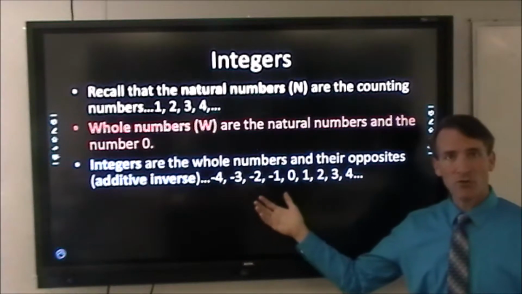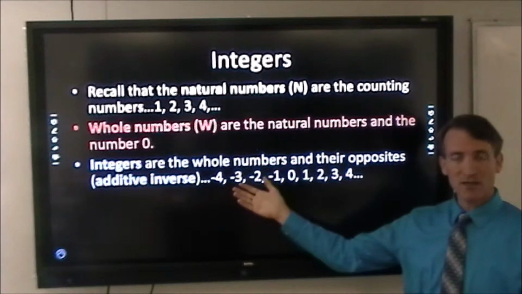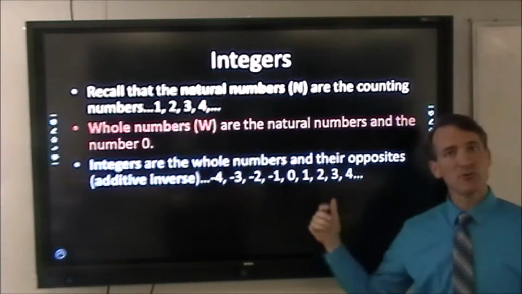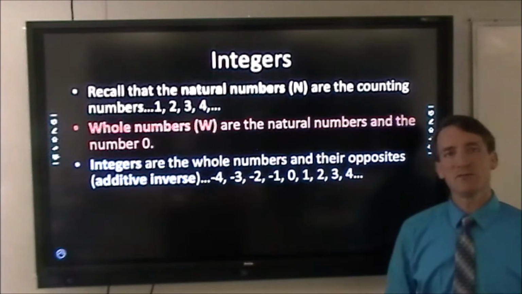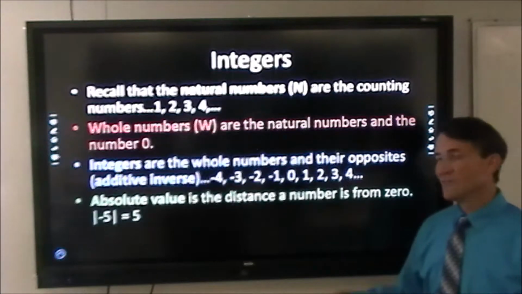Integers are often known by their additive inverse. So for instance, -3 is the additive inverse of 3. If we were to add those two numbers together, we would get a value of 0. That's why they're called additive inverses.